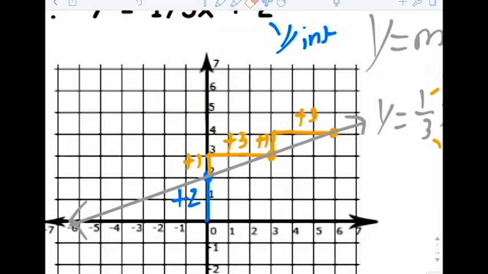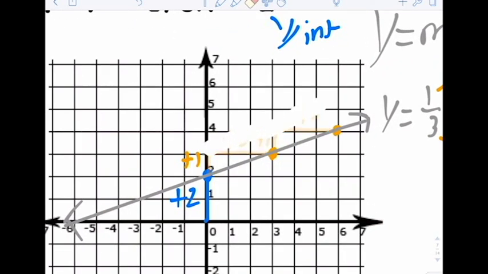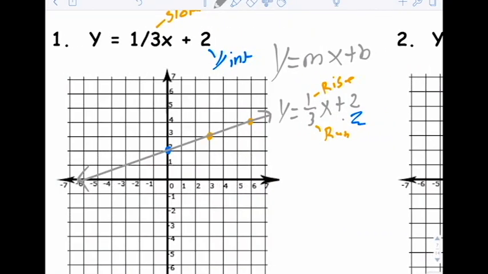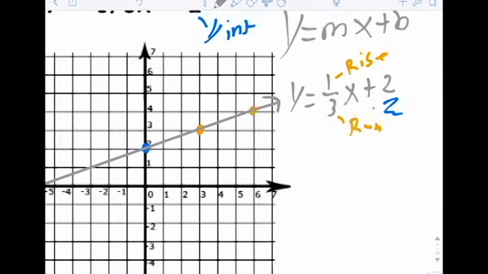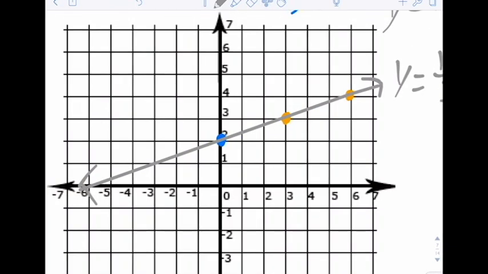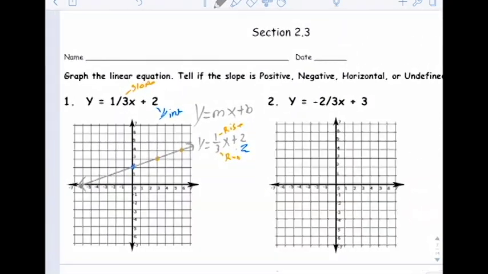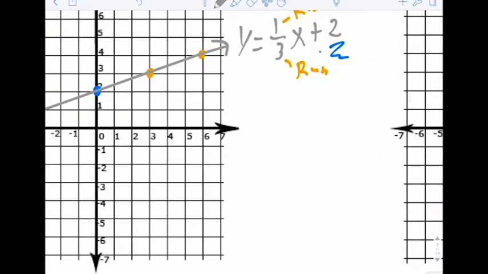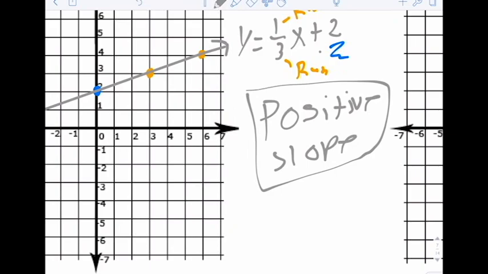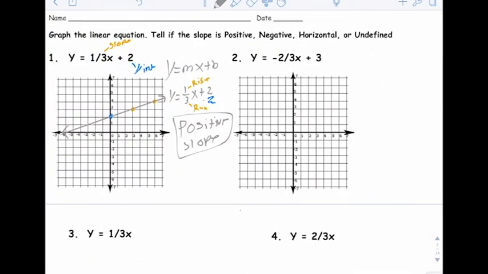That is what the linear equation graph should look like. I can erase all this stuff, and that's what it should look like in the end. Check your work. You just want to make sure that your line is straight and that you don't have a point down here, because then the line would not be straight and would not work. Okay, finally tell if it's negative, positive, horizontal, or undefined. Again, in this case, it is a positive slope, because it gradually increases from the left to the right.